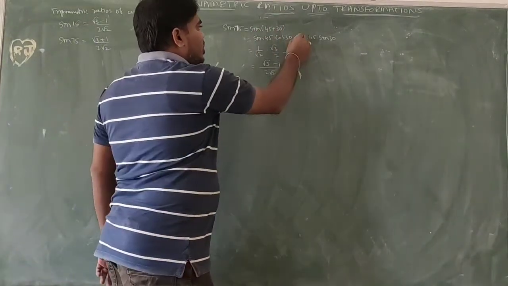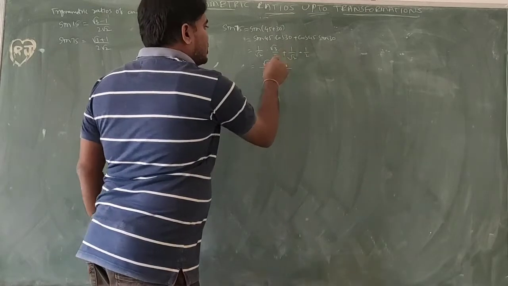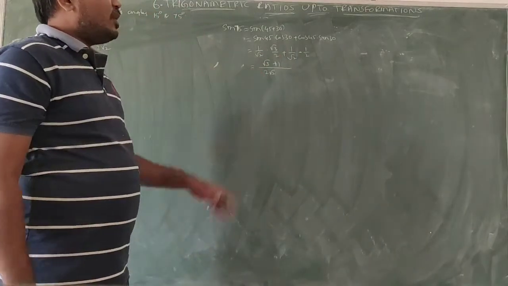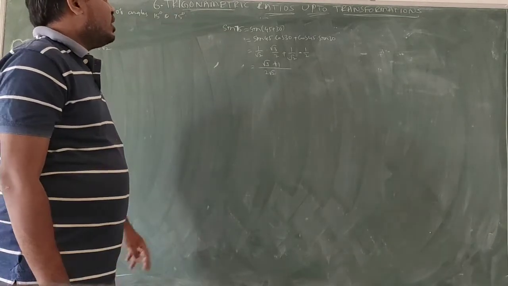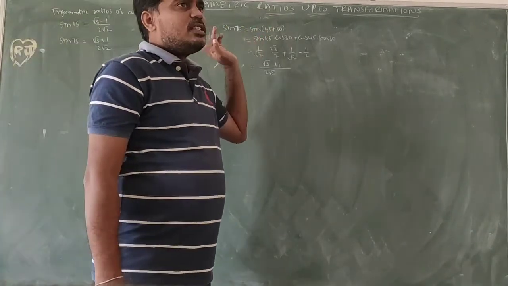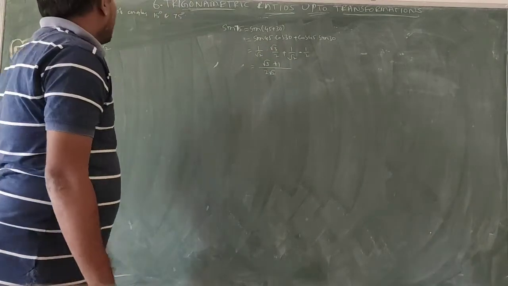So the formula is plus between, this is plus, this is plus. Root 3 plus 1 by 2 root 2. So this is the formula for sin 75. So 15 is 45 minus 30, and 75 is 45 plus 30.